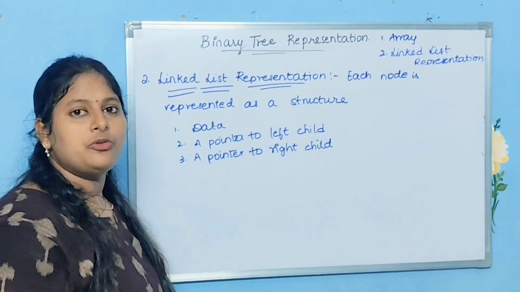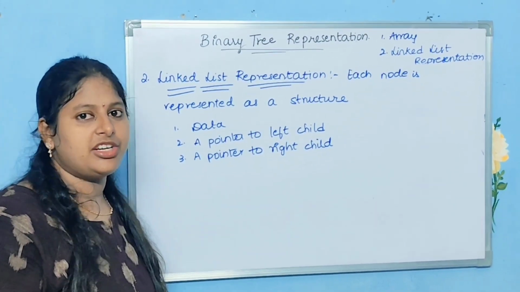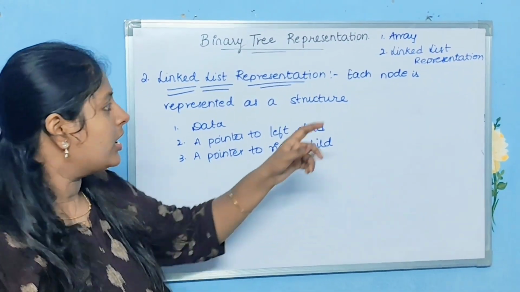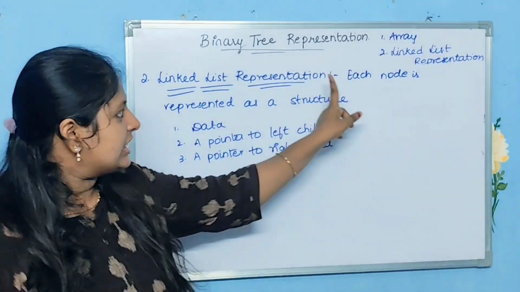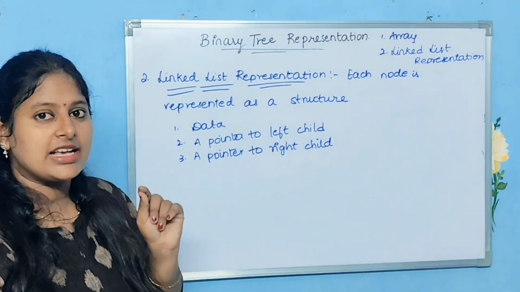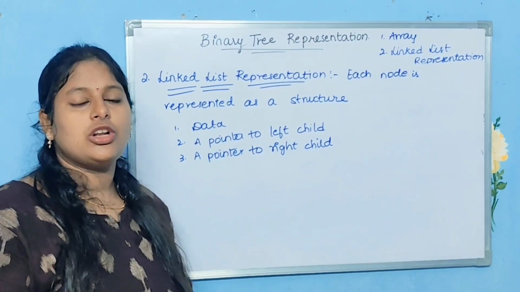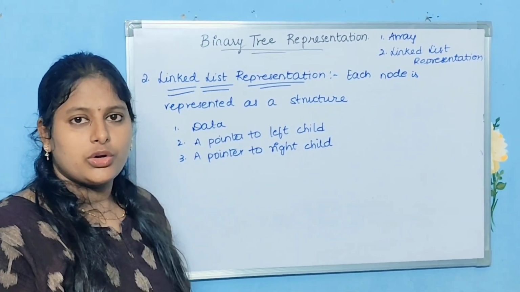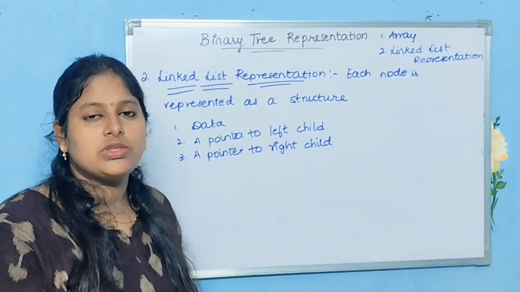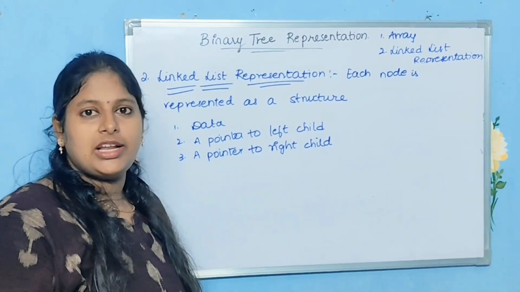Okay. Now we'll see how to represent the given binary tree using a linked list. Okay. So in the linked list representation, each node is represented as a structure. What is meant by structure? It is a collection of heterogeneous data types, right? So in the structure, you will use dynamic memory allocation concepts.